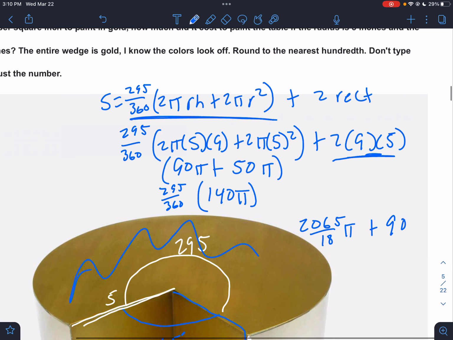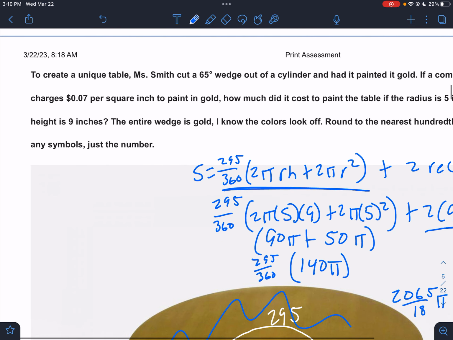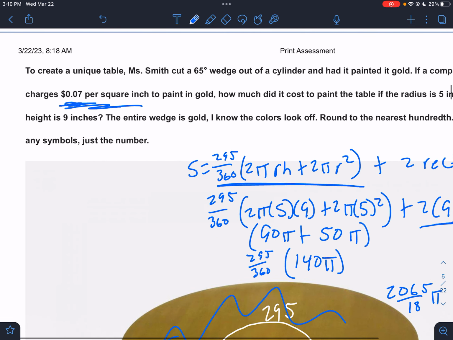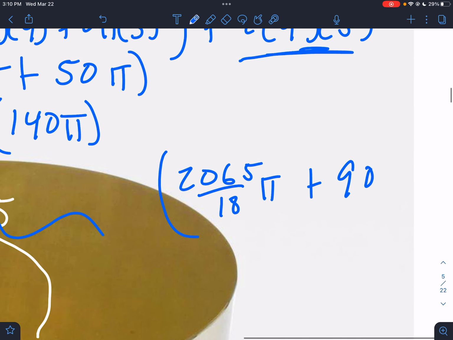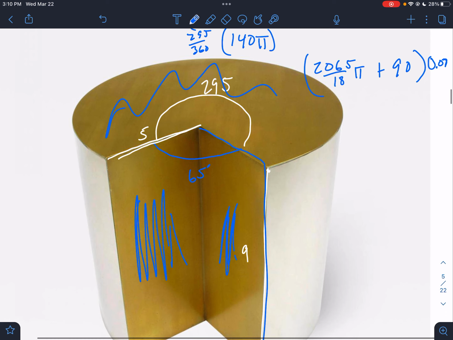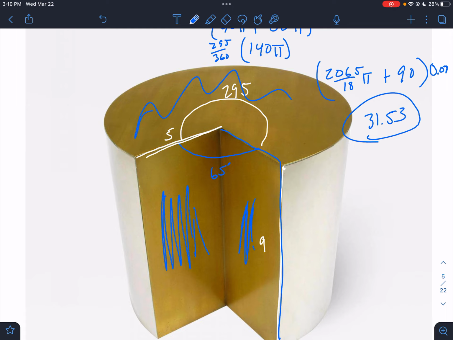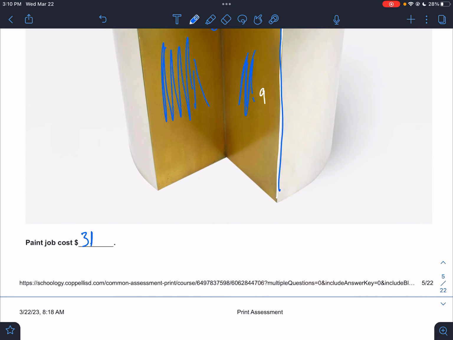But they also are telling us that it cost 7 cents to paint it per square inch. So it's going to be that answer times 7 cents. Again, I'm going to put parentheses around it, and I'm going to type that in. So that would be 2,065 over 18 pi plus 90. Make sure there's parentheses around that, times 7 cents. And that would be $31.53. Remember, money is going to be rounded to the nearest hundredth.